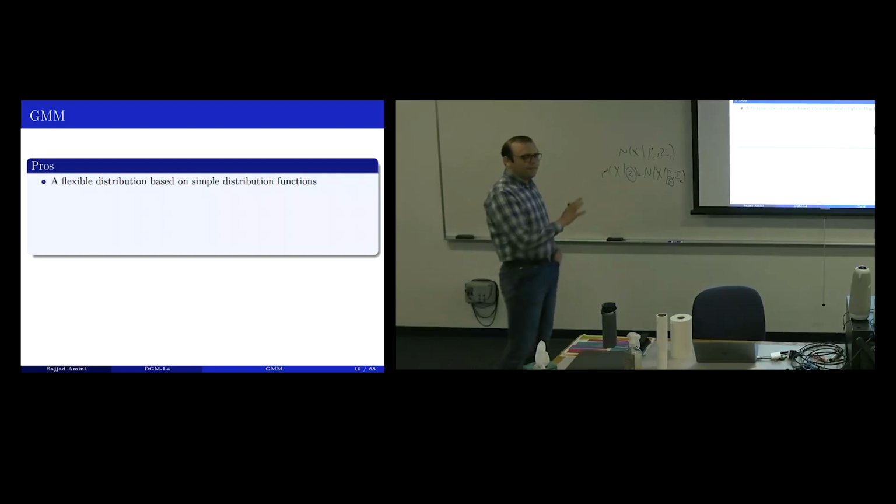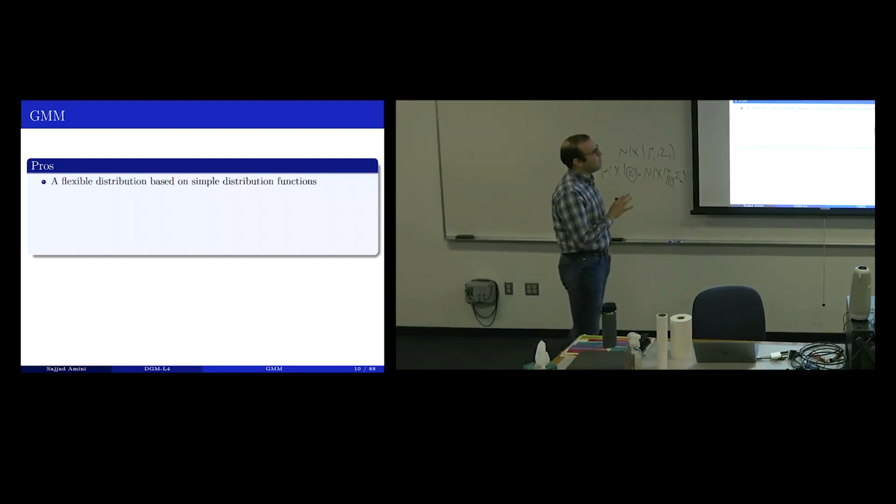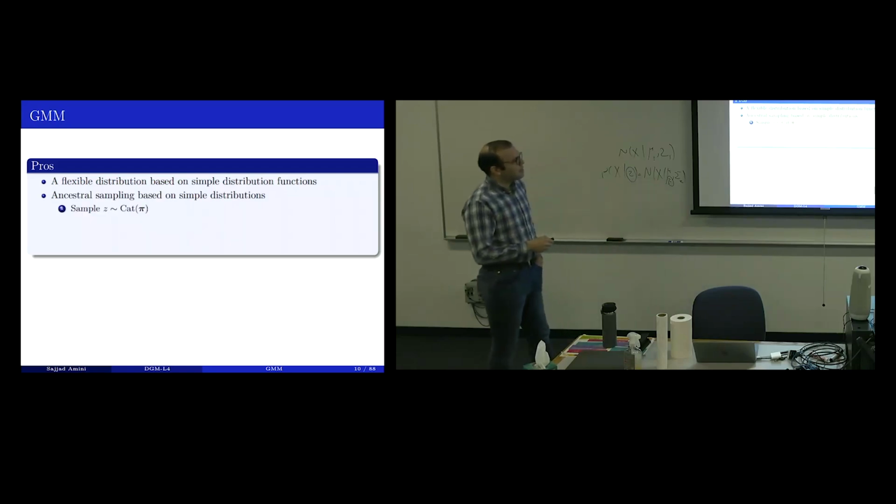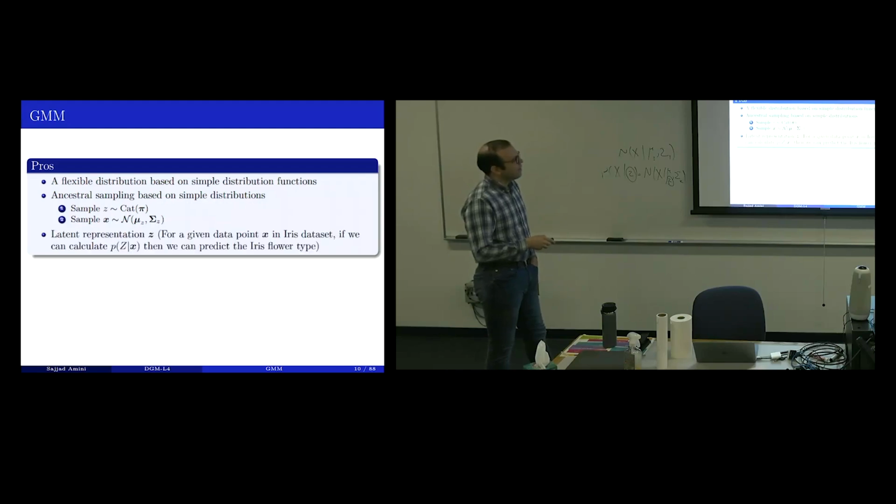So what do we now talk about, just the GMM? GMM is very flexible, and you can build on a simple distribution to build a complex distribution. It is based on ancestral sampling. It means that you first sample from a simple categorical distribution and then sample from a conditional distribution. The condition is not clear here, but this Z shows that this is a conditional. It means that you have access to the Z variable.